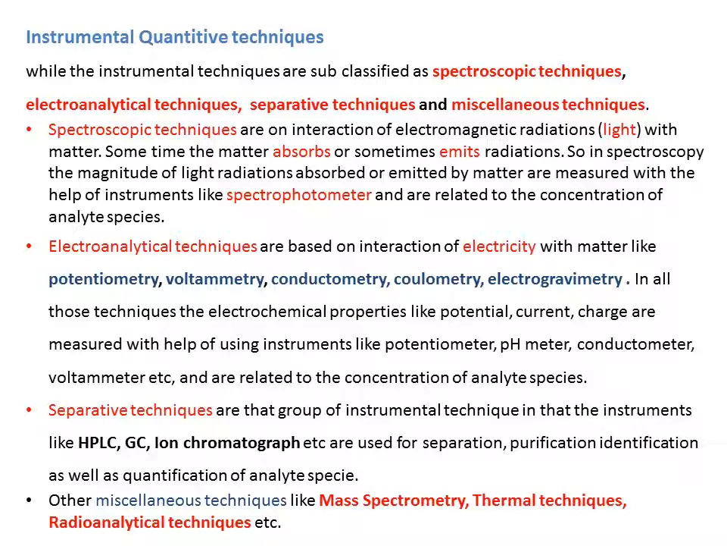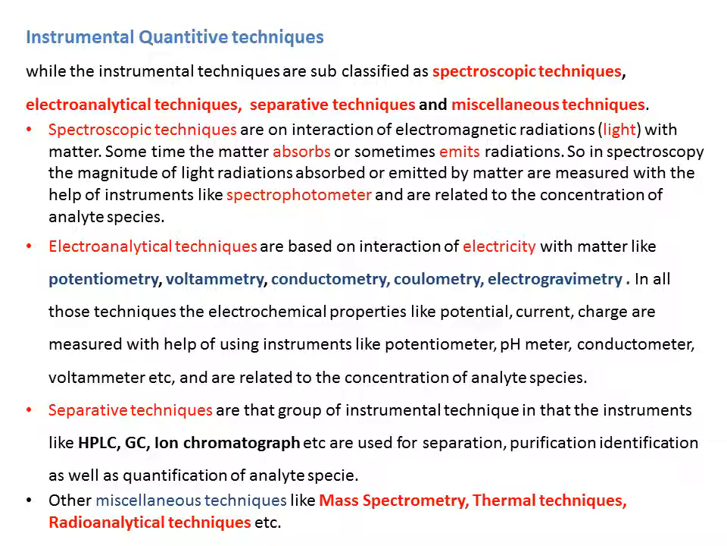it is based on interaction of light radiation with the material. Sometimes metals absorb light radiation and sometimes metals emit light radiation. So in spectroscopic techniques, the magnitude of light radiation absorbed by the material or the magnitude of light radiation emitted by the material are measured with the help of different kinds of machines like spectrophotometer, spectrofluorometer, fluorescent photometer.